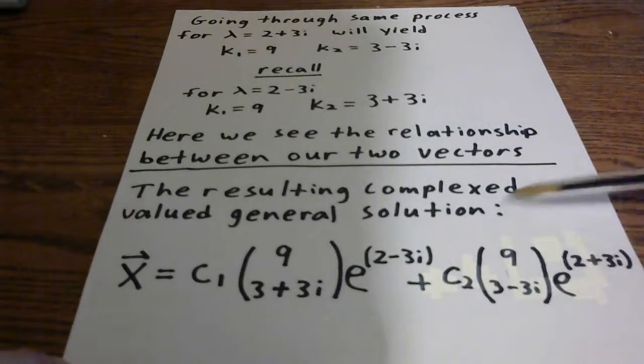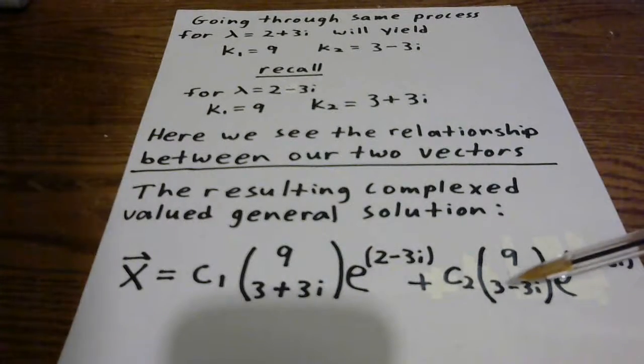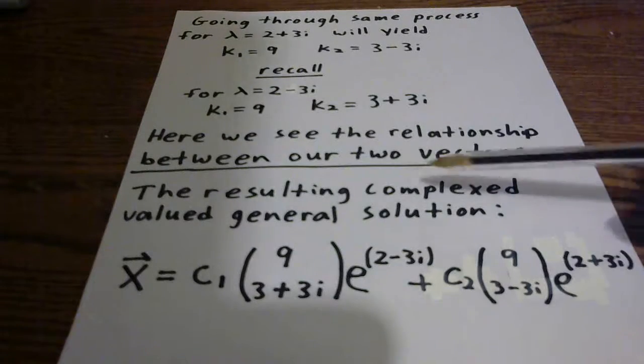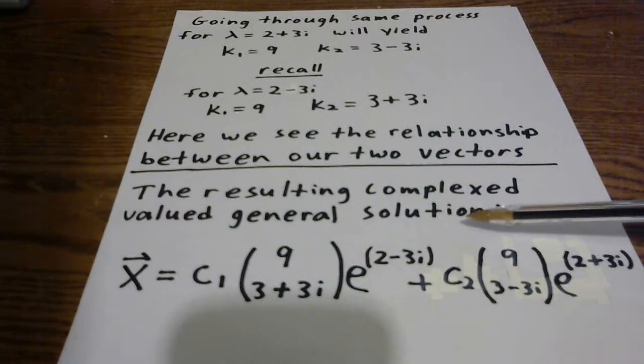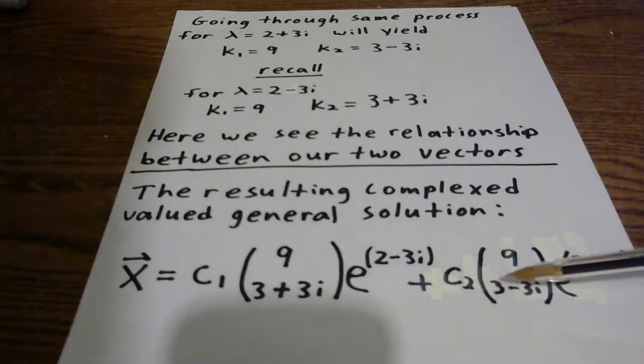Now, I'm not going to go through the process of finding real valued solutions, but just know that this is not the end of the process. This just yields the complex valued general solution. And in general, we want a real valued solution wherever possible.